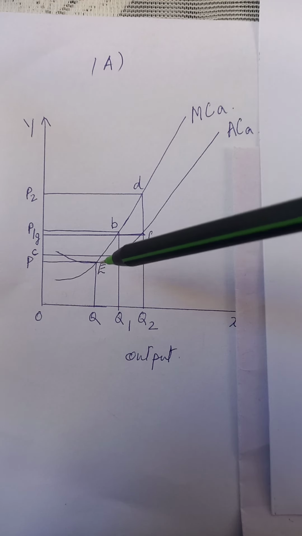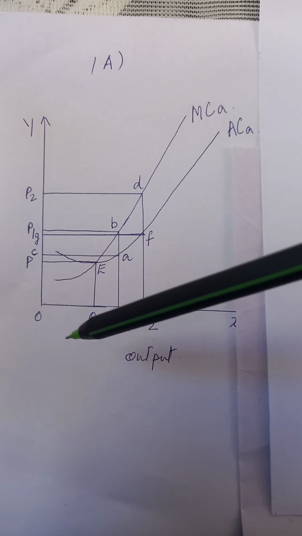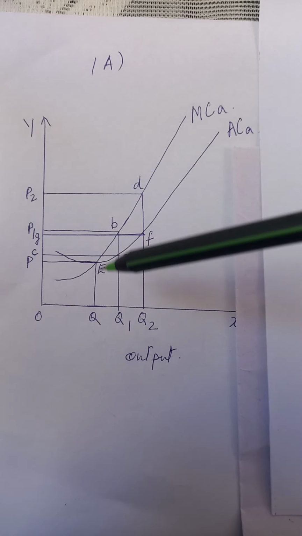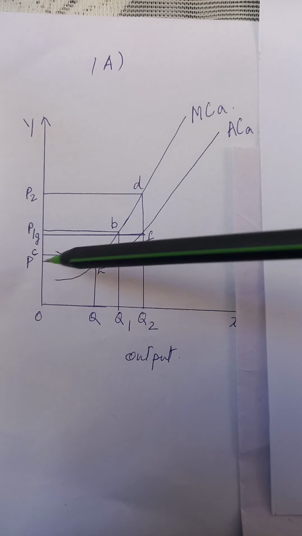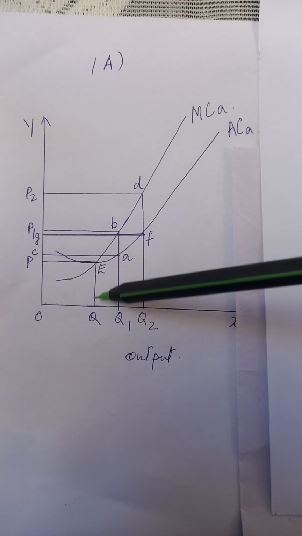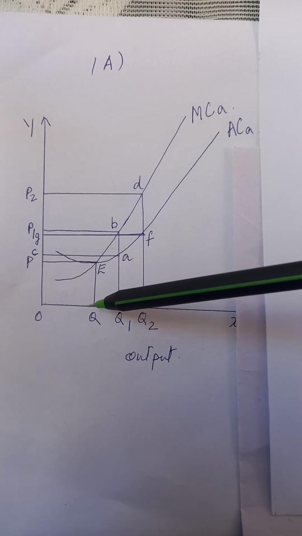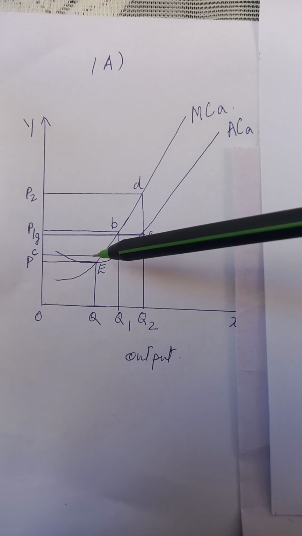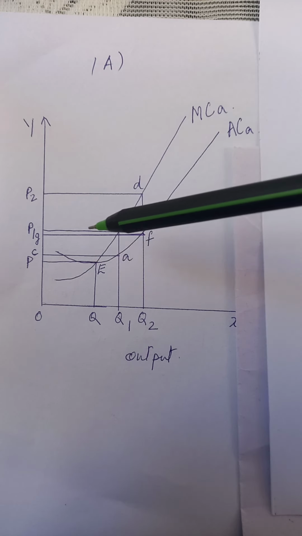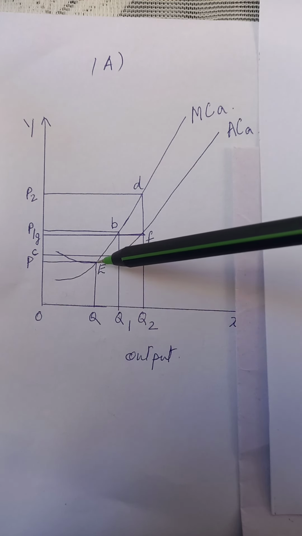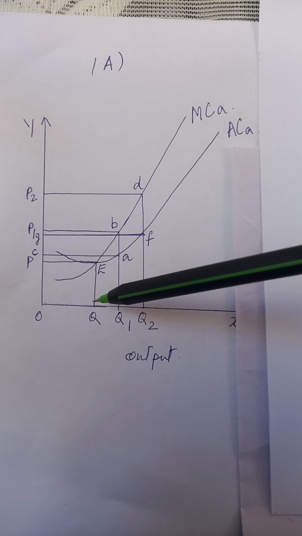So if you look at this situation, producing OQ as the output at a price OP, the price OP, or QE, just equals the average cost, that is QE. That means the price is QE and the average cost is also QE. So in this situation, this plot of land does not yield any rent, because the price just equals the average cost.